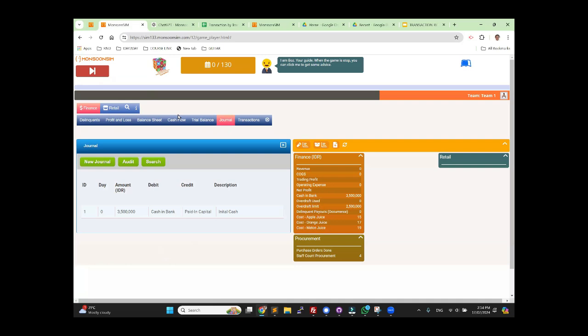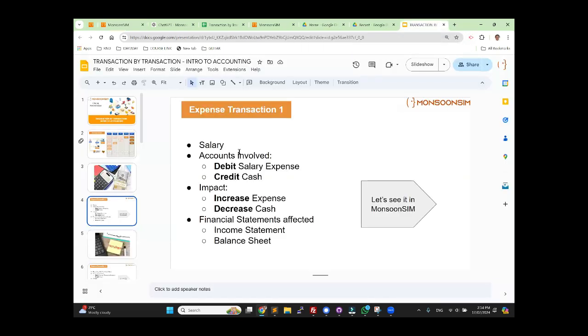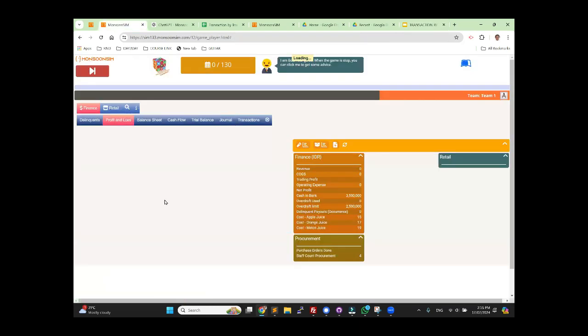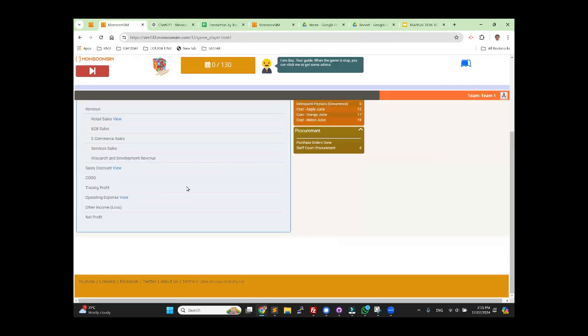So let's take a look at salary, right? The first transaction is salary. When we have salary, we're going to debit the salary, credit the cash, and we're going to increase the expense and decrease the cash. Currently, where's our expense? Nothing. We have zero expense, yeah? If you look at that, nothing.